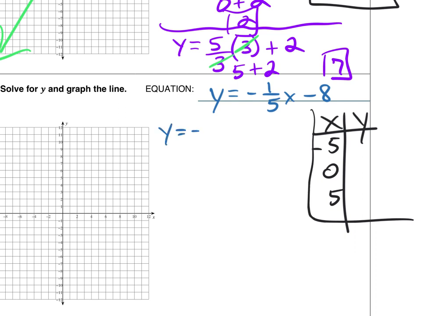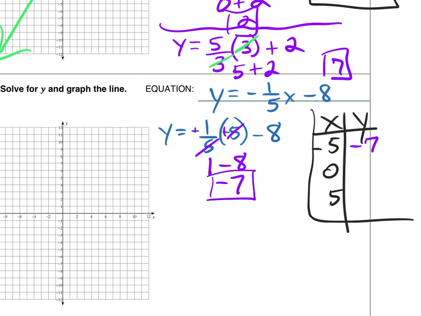Y equals negative 1/5 times negative 5 minus 8. The 5's cancel out. And also remembering the rule of a negative times a negative is a positive, the negatives here cancel out. So I'm left with 1 there, minus 8. 1 minus 8 is negative 7. So in this equation, when x equals negative 5, y equals negative 7.